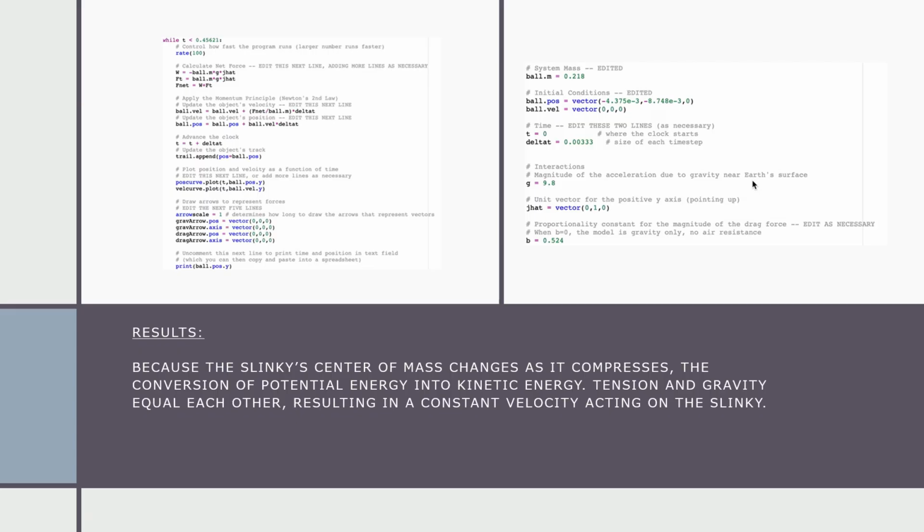Above the results I have some of the code segments that I used. So I have my work and my force of tension, as well as my net force, which is the work plus the force of tension. I have the velocity update formula, the position update formula, I have my delta T, and then I also have my mass. It says ball mass, but it was spring, and that was equal to 0.218 kilograms, and my delta T was 0.003. And then my drag force, which is B, it's down here, it's equivalent to 0.524.